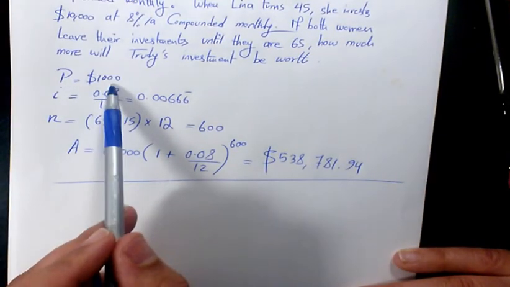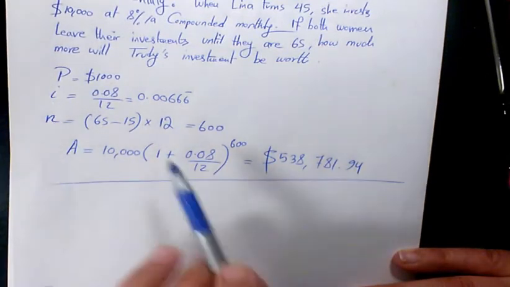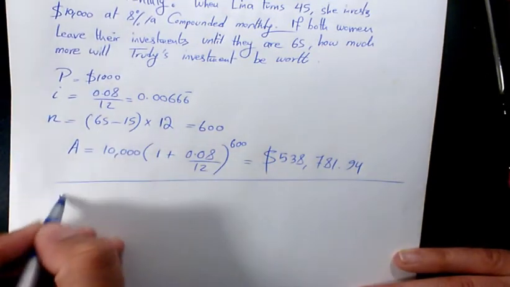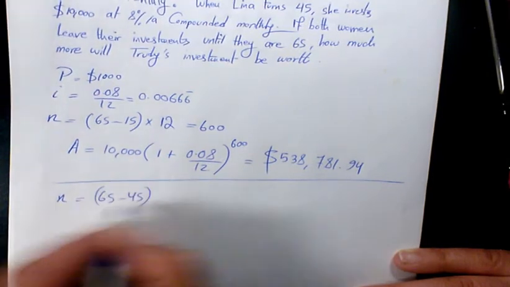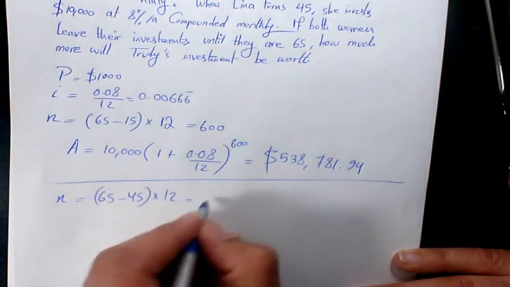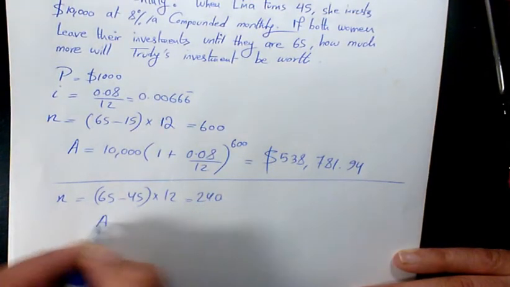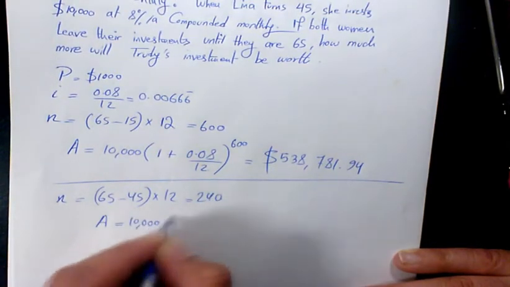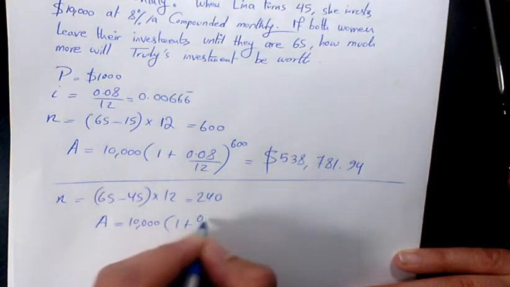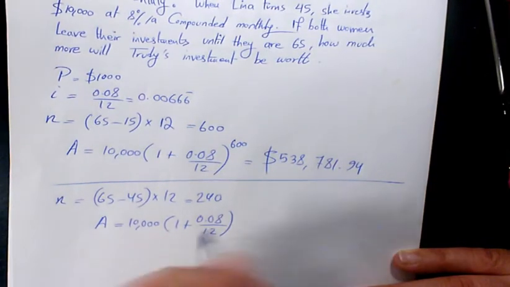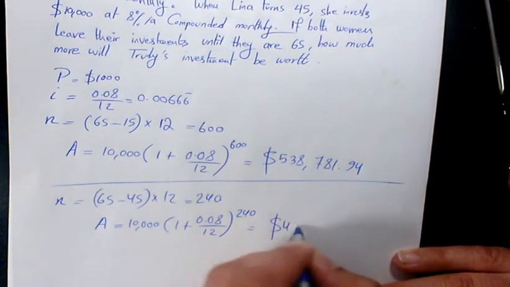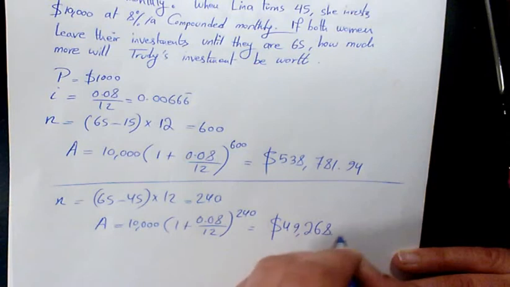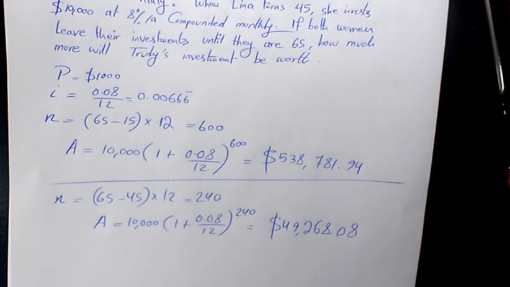Again, the principal is the same, the interest is the same, N is going to be different because it's going to be from 45 years old to 65. 65 minus 45 times 12 is 20 times 12, which is 240. So A will be 10,000 times 1 plus 0.08 divided by 12 to the power of 240. That's going to give me 49,268.03.